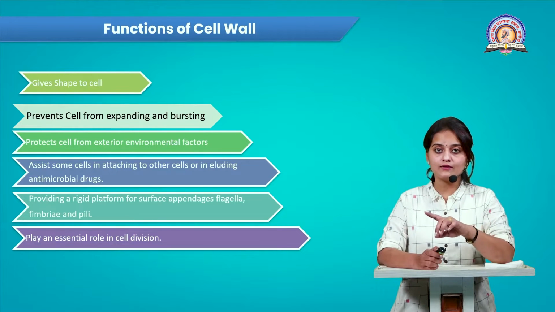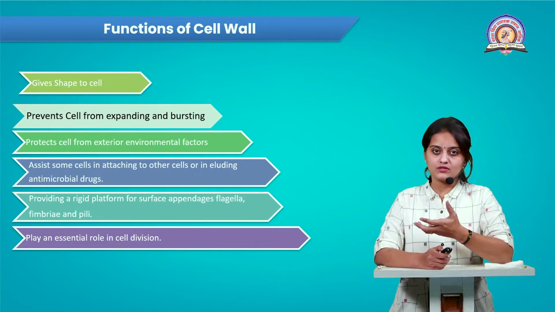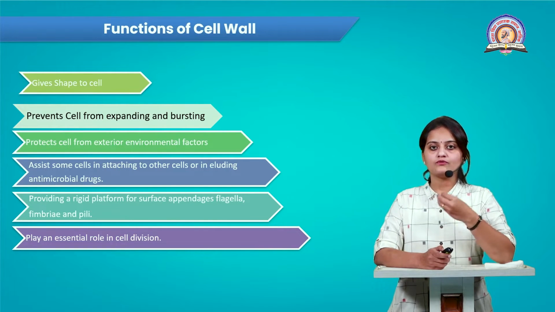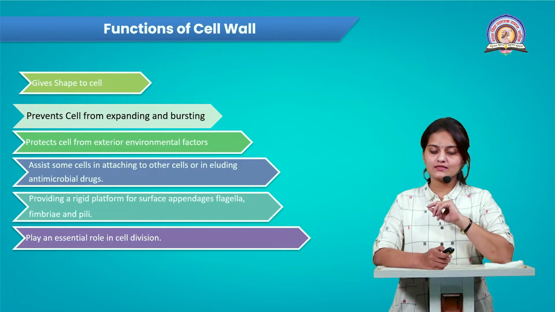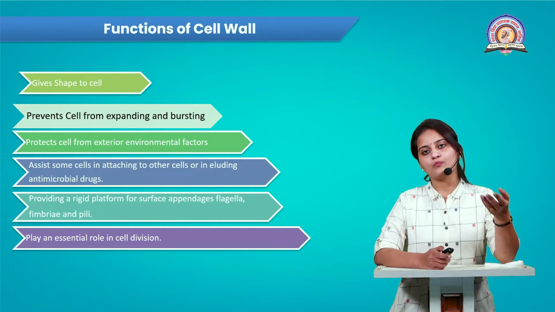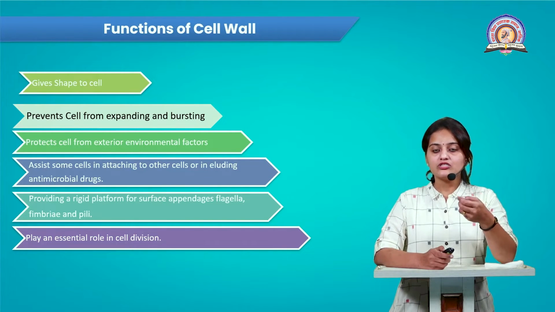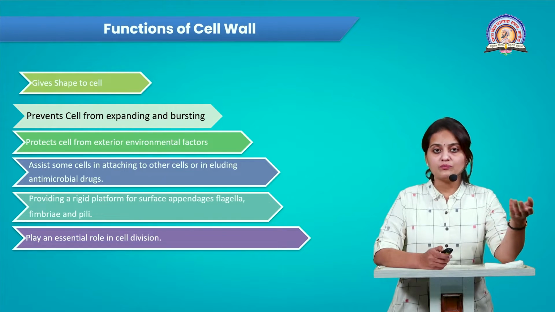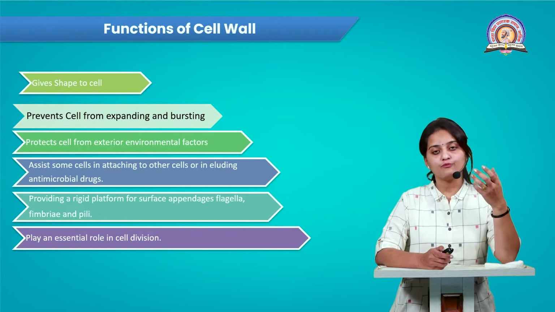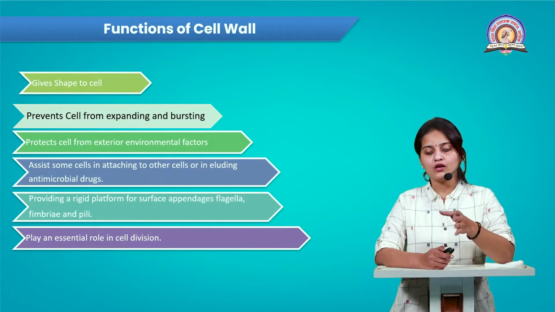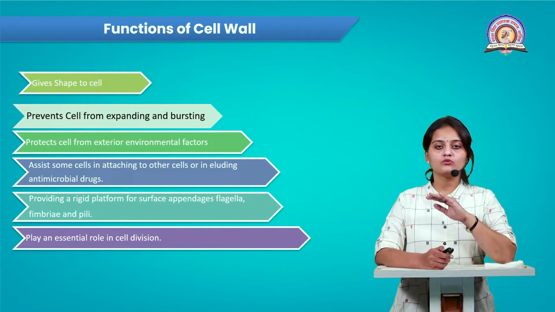So the bacterial cell wall helps the bacteria protect itself from bursting, and that bursting takes place because of the osmolar imbalance. The third important function is that it protects the bacteria from external environmental changes. What do the external environmental changes mean? If the temperature is too high or too low, if humidity is too high or too low, if pH is varying, in such cases the bacterial cell wall helps the bacteria to survive.